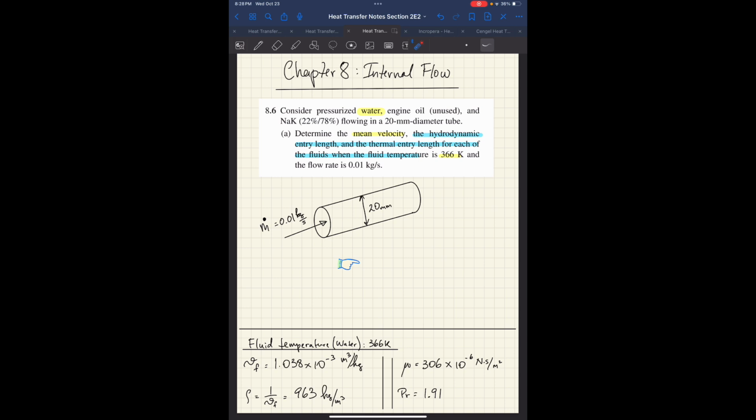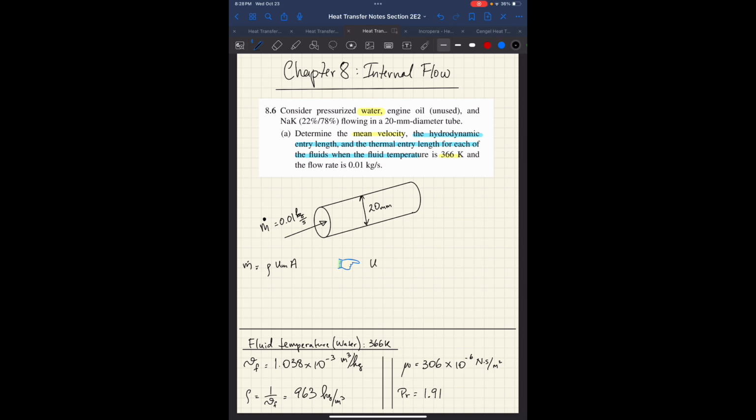So the first part, for the mean velocity, is pretty straightforward. You guys already seem to know this equation, which is good. You were taught well in fluids. m dot is basically rho V A, right? Now the V, or velocity, actually refers to the mean velocity. So you basically have your equation right there.